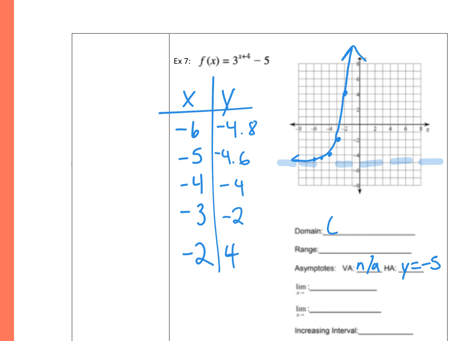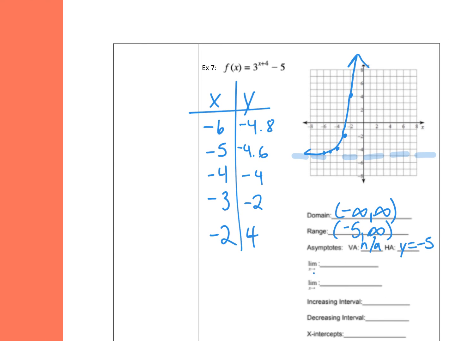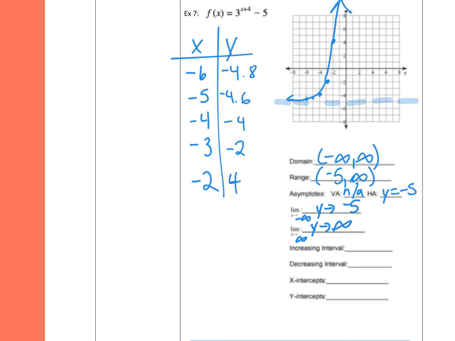Domain's going to be negative infinity to infinity. Range, -5 to infinity. As x goes to the left, what's y doing? Yep, ending at -5. As x goes to the right, what's y doing? Infinity. Is this increasing or decreasing? Increasing the whole time. Never decreasing. Do we have an x-intercept? We do, don't we? We gotta find it.